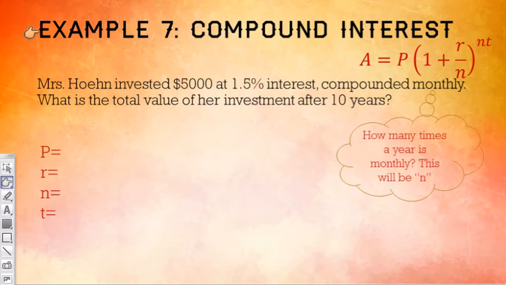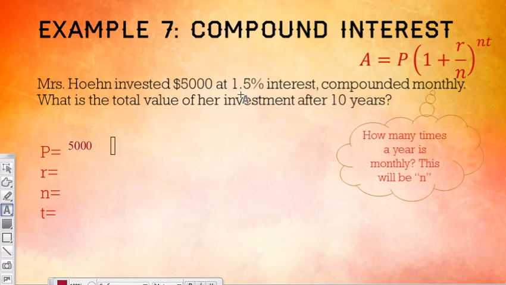All right, so let's do an example. So here's my formula for compound interest, and I have all of the parts. So here's all my variables, and we're going to fill in the variables with the values we get from my problem. So it says Mrs. Hohen invested $5,000. Oh, look, she invested $5,000. That's my initial value. That's my principal. Okay, we just say principal when we're talking about money. Okay, so that's my $5,000.